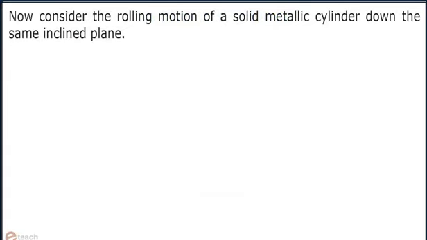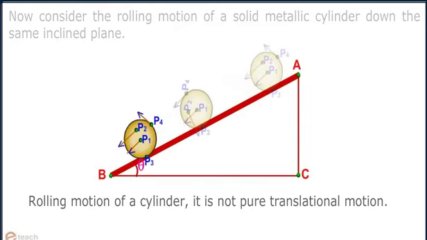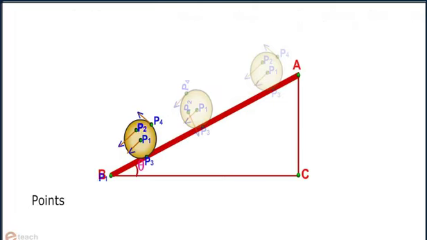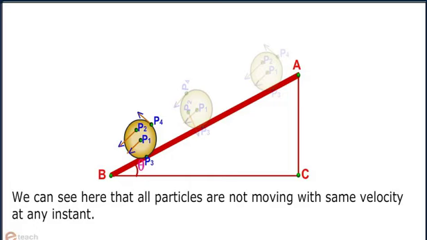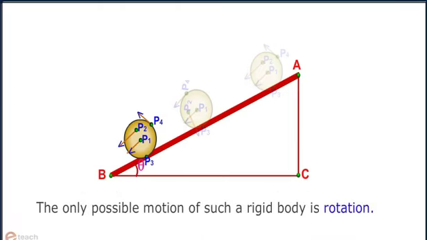Now consider the rolling motion of a solid metallic cylinder down the same inclined plane. Rolling motion of a cylinder is not pure translational motion. Points P1, P2, P3 and P4 have different velocities at any instant of time. We can see that here all the particles are not moving with the same velocity at any instant of time. The body is therefore not in pure translational motion. The only possible motion of such a body is rotation.